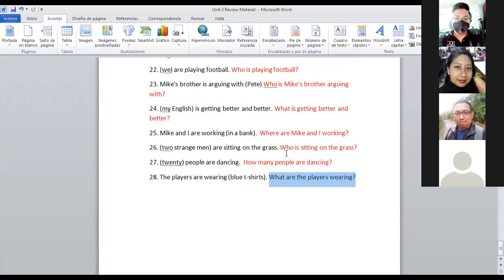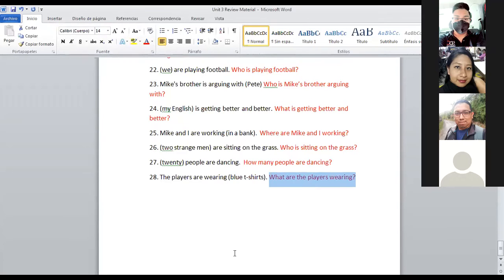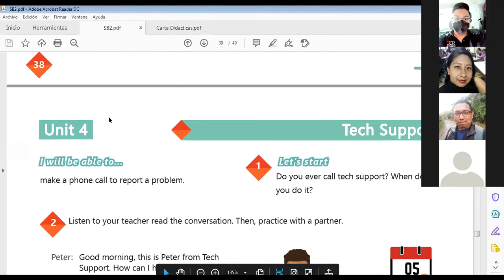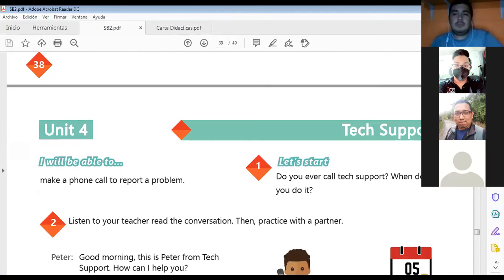Okay, very good. Now, the next thing that we have to do is start working on unit number 4. I'm gonna place the book so you can see it. That is page 39, unit number 4, and the name of the unit is Tech Support. Now, you will be able to make a phone call to report a problem.